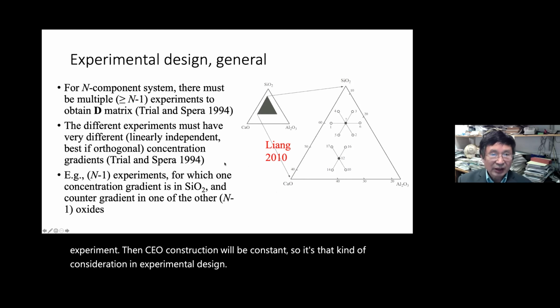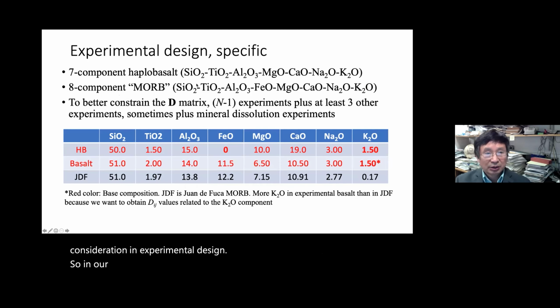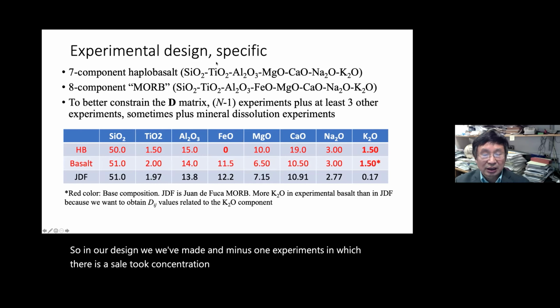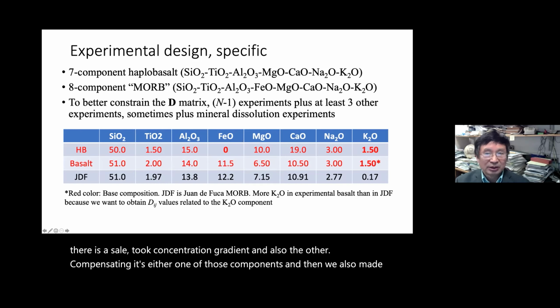So in our design, we made N-1 experiments in which there is an SiO2 concentration gradient, and the other compensating component is one of the other components. And then we also made extra diffusion couple experiments.